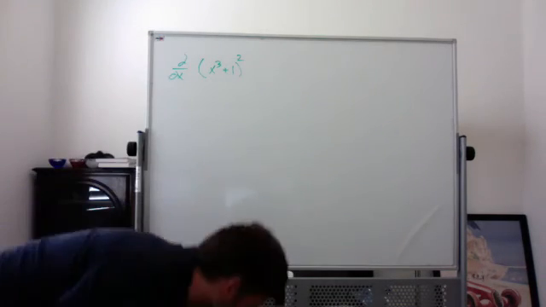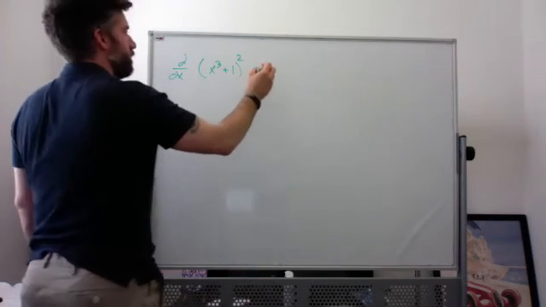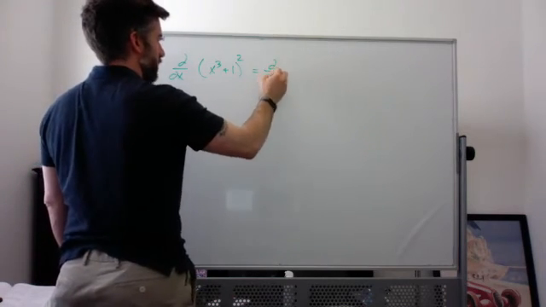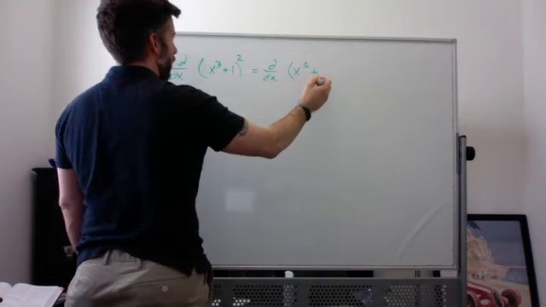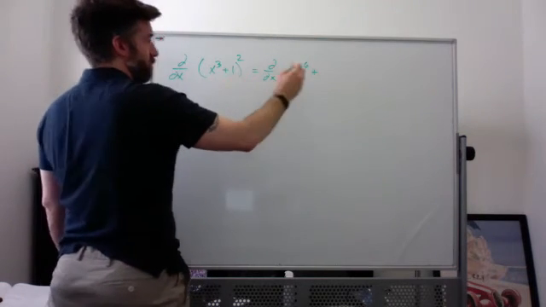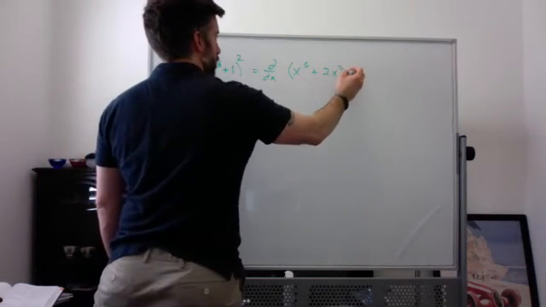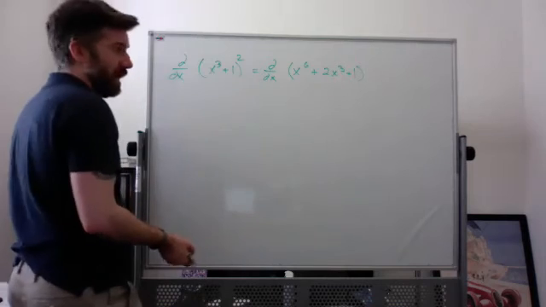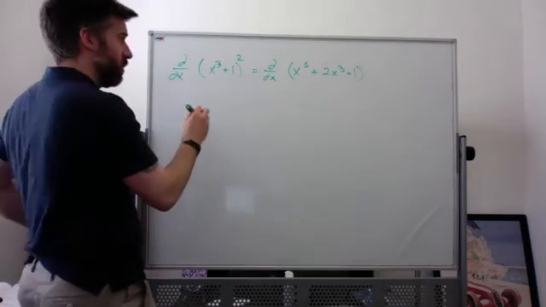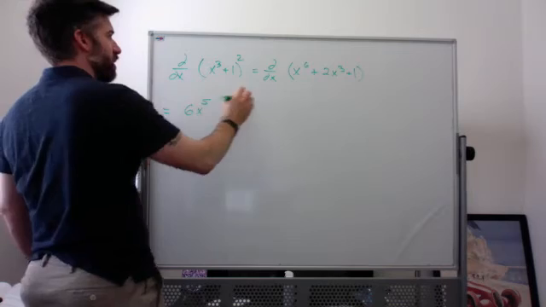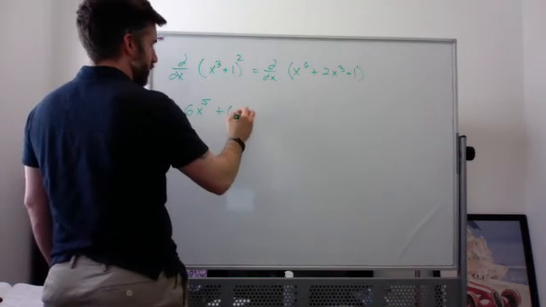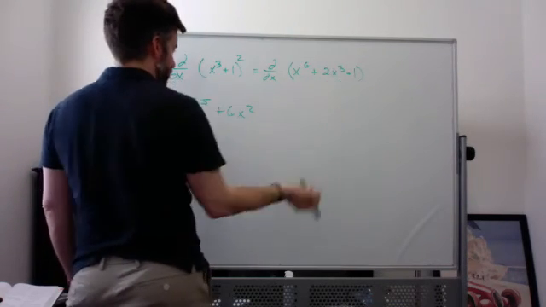So (x cubed plus 1) squared is x to the 6th plus 2x cubed plus 1. And now we can take the derivative of that. The derivative of x to the 6th is 6x to the 5th. The derivative of 2x cubed is 6x squared. And the derivative of 1 is 0.